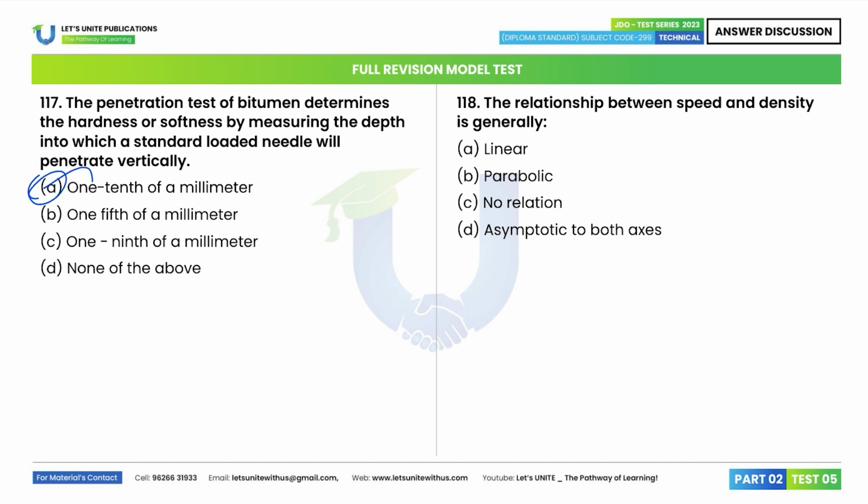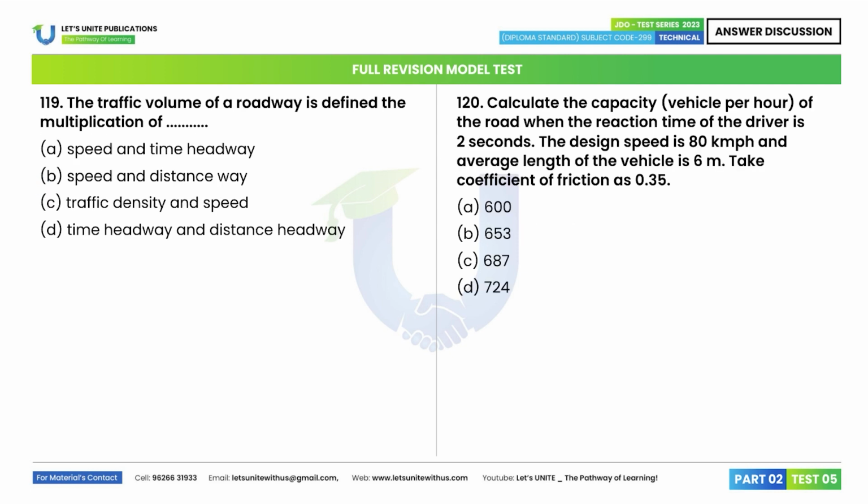Option B. 118th question, relationship between speed and density is generally linear. Option B. Next 119, the traffic volume of a roadway is defined as the multiplication of traffic density and speed. Option C. 120, calculate the capacity of the road when the reaction time of the driver is 2 seconds, the design speed is 80 km/h and the average length of the vehicle is 6 meter. Take coefficient of friction as 0.35.